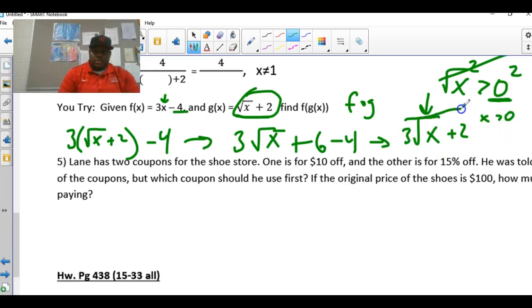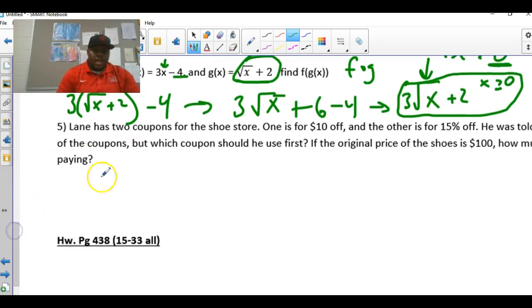So here's your answer: 3 times the square root of x plus 2, where x is greater than 0. That's the answer. Okay, greater than or equal to 0, actually. Equal to, because 0 will work. So greater than or equal to. Sorry about that.